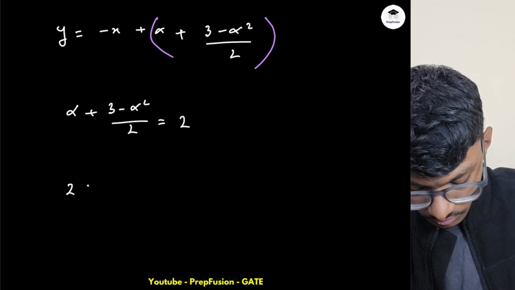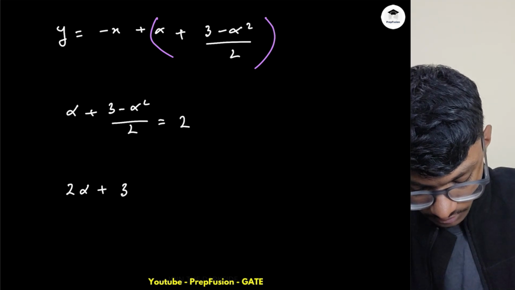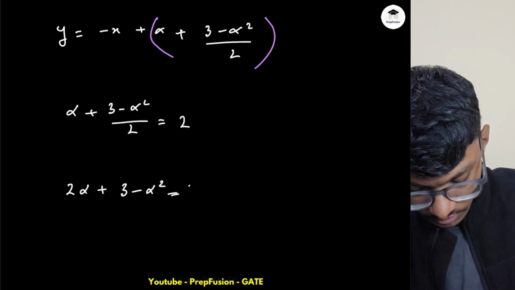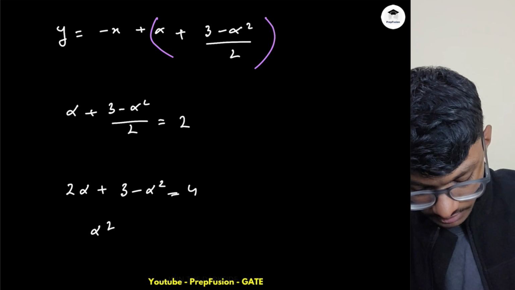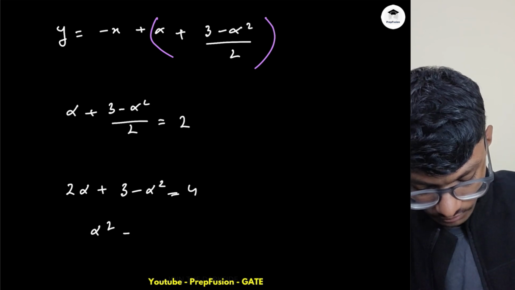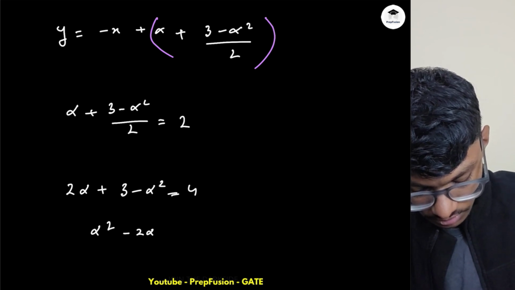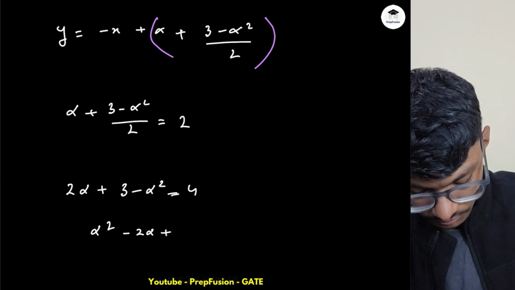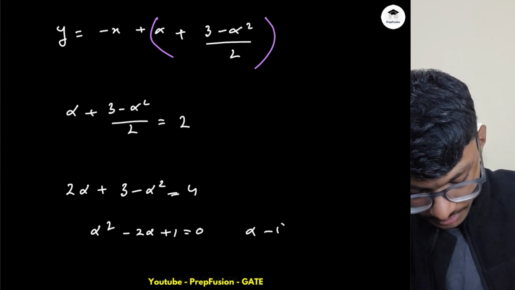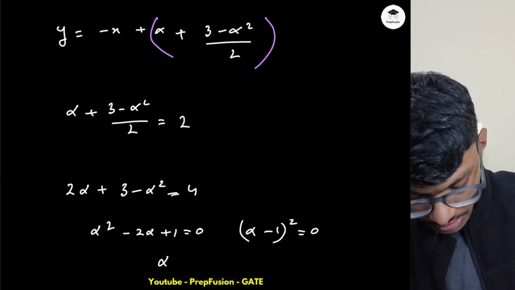We can multiply 2 on both sides. This will be 2 alpha plus 3 minus alpha square equals 4. So alpha square minus 2 alpha plus 1 equals 0. So alpha minus 1 whole square equals 0. So alpha equals 1.